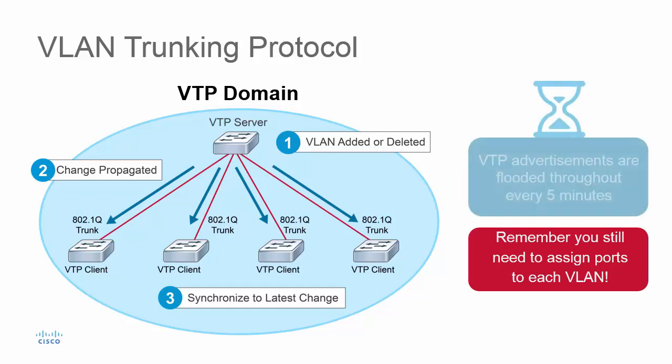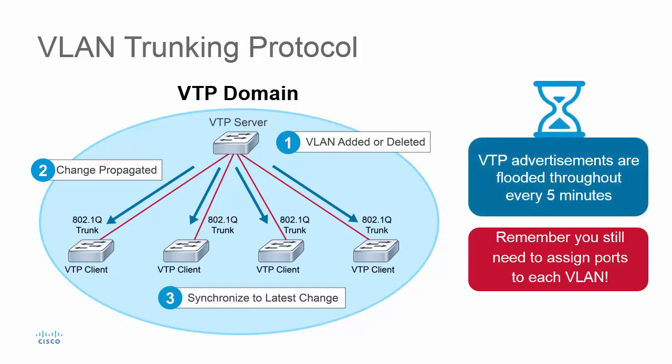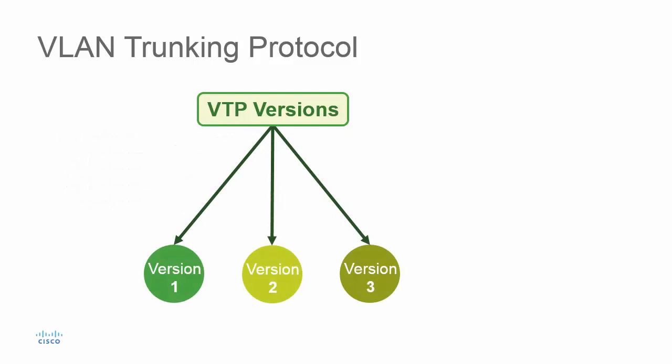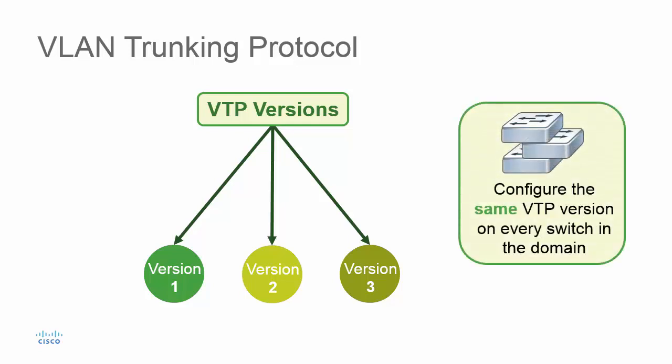VTP advertisements are flooded throughout a network. They are sent every 5 minutes, or basically whenever there's a change in the VLAN configuration. The default VTP version that's enabled on a Cisco switch is version 1. But remember, 3 different VTP versions exist: 1, 2, and 3. You can change the switch to run VTP version 2 or 3, but these versions are not compatible. You need to configure the same VTP version on every switch in the domain.